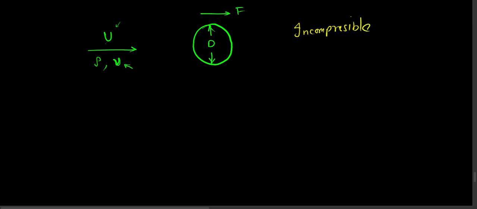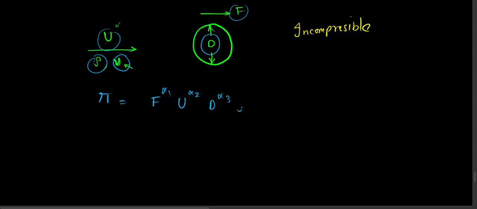And what we can do is, let's say we have to find a similarity parameter which should depend upon these parameters, which is F, d, u, rho, and the viscosity. So pi is equal to F raised to alpha 1 into u raised to alpha 2 into d raised to alpha 3 into rho raised to alpha 4 into nu raised to alpha 5. So this is the similarity ratio which you want to find out.